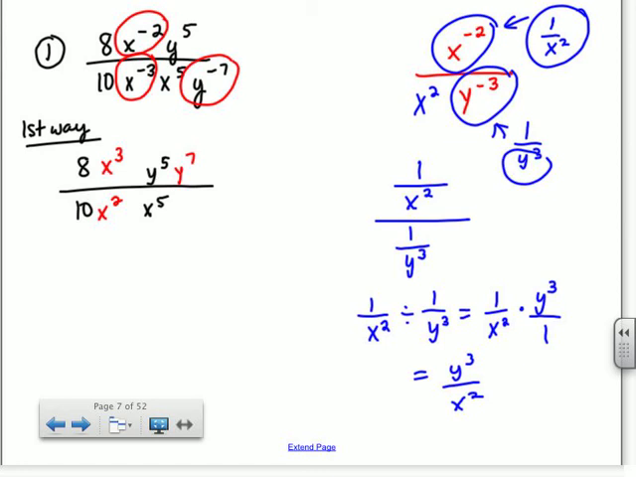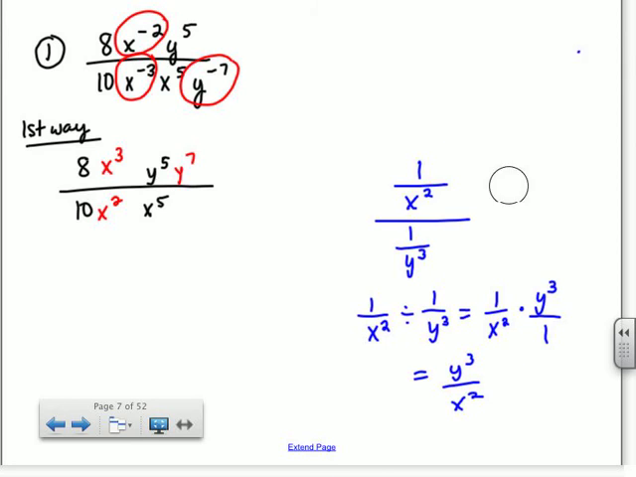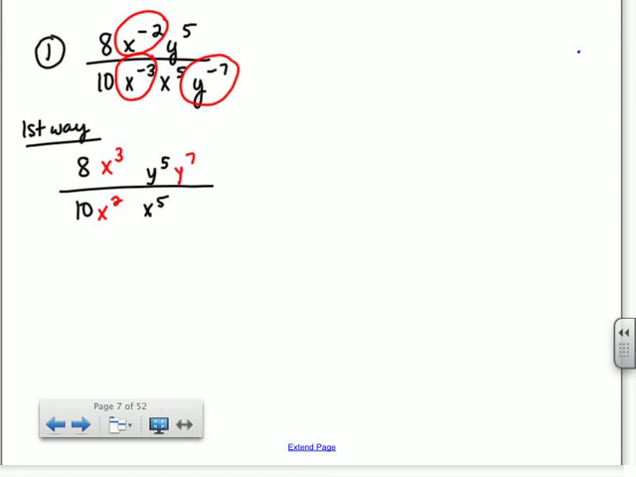When you had 1 over x squared, that's putting the x squared on the bottom. When you have y to the negative 3 on the bottom, it's putting the y cubed on top. It's switching the positions. Does that make sense? Okay. Can I erase the rest? Okay. All right, so that's why we're allowed to switch the positions when we have negative exponents.